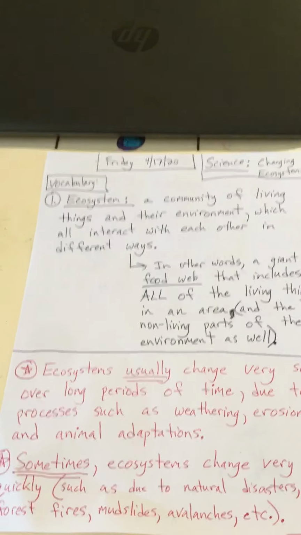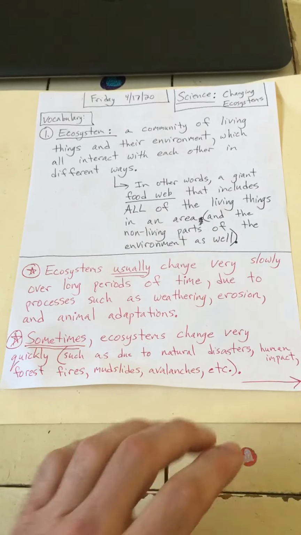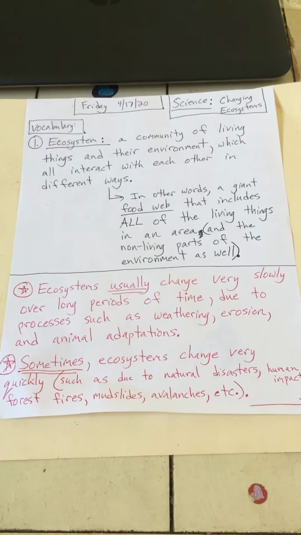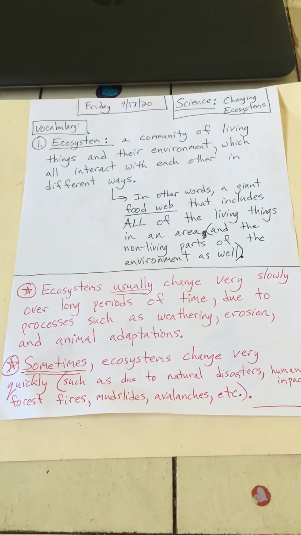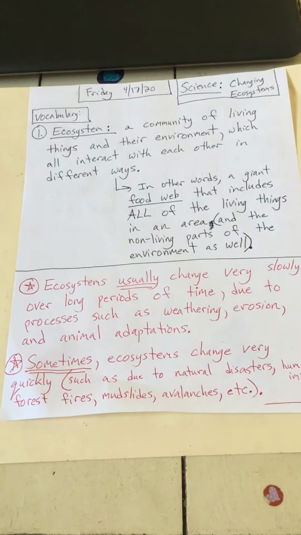But generally, it's things that are alive. All right? So let's go down to the bottom. Here's two facts here. It says ecosystems usually change very slowly over long periods of time due to processes such as weathering, erosion, and animal adaptations.